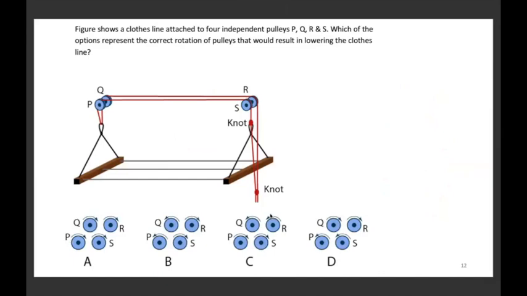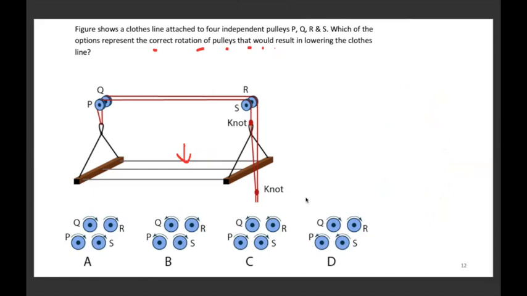Figure shows a cloth line attached to 4 independent pulleys, P, Q, R, S. Which of the options represents the correct rotation of the pulleys that would result in lowering the cloth line? Okay? पुलिस दिए हैं, हमको क्लॉथ लाइन नीचे लानी है, तो नीचे लाने के लिए वो पुलिस किस डायरेक्शन में रोटेट होंगे वो हमको ढूंढना है.